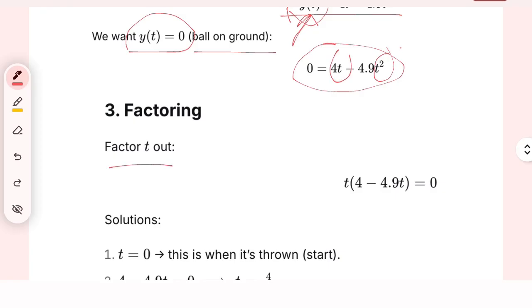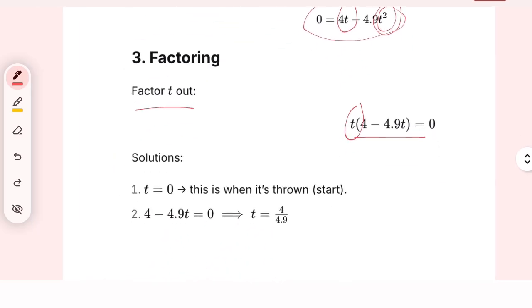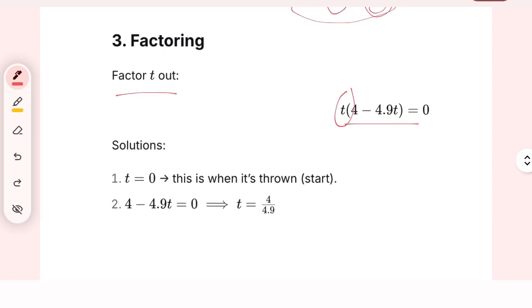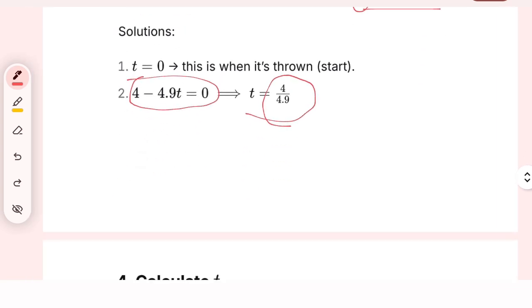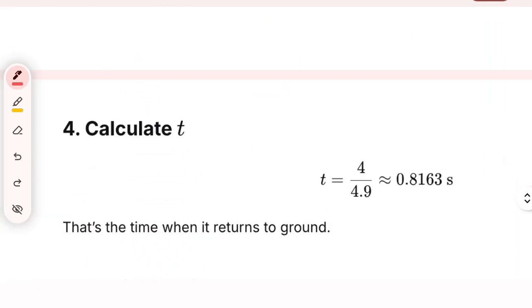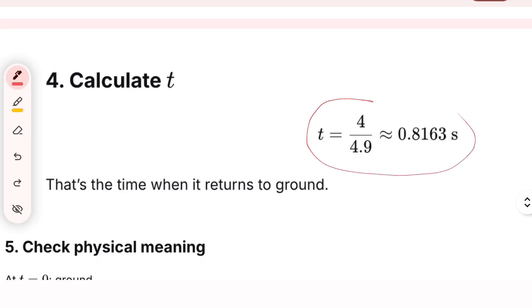So there's t over there, there's also t over there. We can start factoring it with this, right? And then what you can do is equate both factors to 0. So we can equate this one: 4 minus 9.8t, can be equated to 0. And then you solve for t. The value of t is 4 over 4.9. If you divide that, you can solve for t. T is equal to 0.8163 seconds. So that is actually the time of travel for the ball.